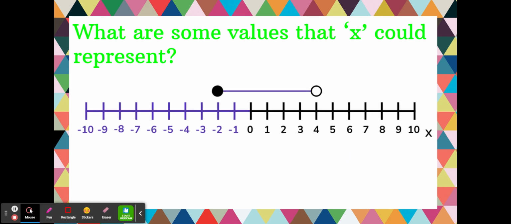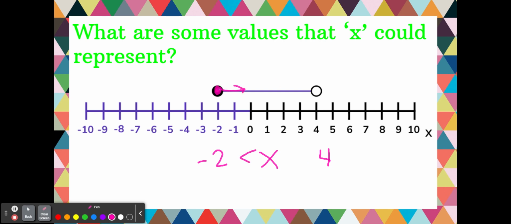Okay, let's try one more. So we want to look at the lowest number, which is -2. The highest number is 4. So all the x's have to be in between -2 and 4. So we want to include the -2. So x's are bigger than -2.